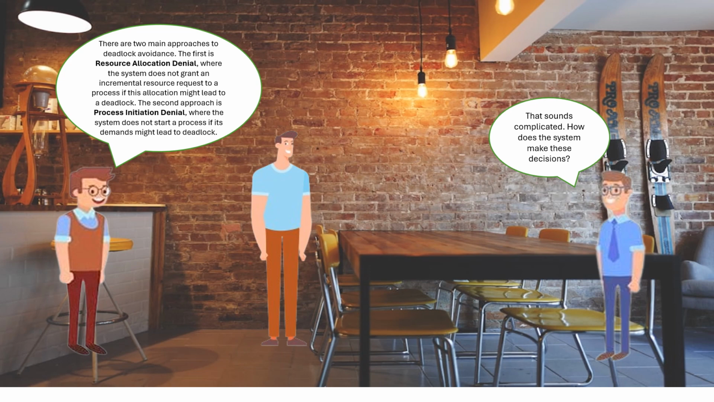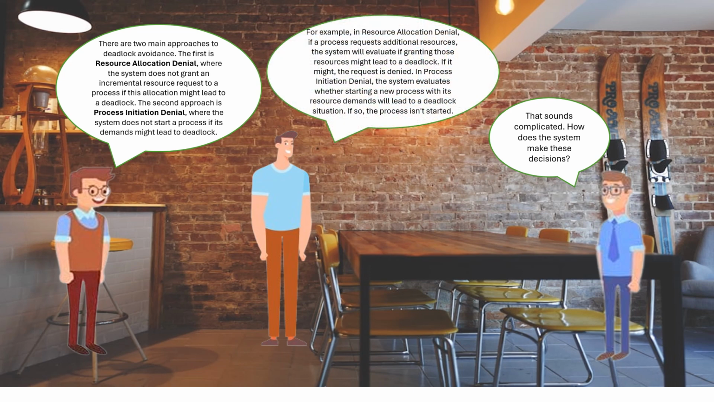The second approach is process initiation denial, where the system does not start a process if its demands might lead to deadlock. For example, in resource allocation denial, if a process requests additional resources, the system will evaluate if granting those resources might lead to a deadlock. If it might, the request is denied. In process initiation denial, the system evaluates whether starting a new process with its resource demands will lead to a deadlock situation. If so, the process isn't started.